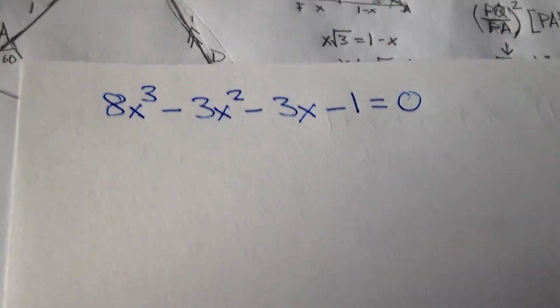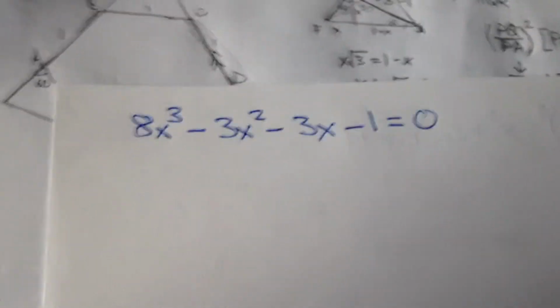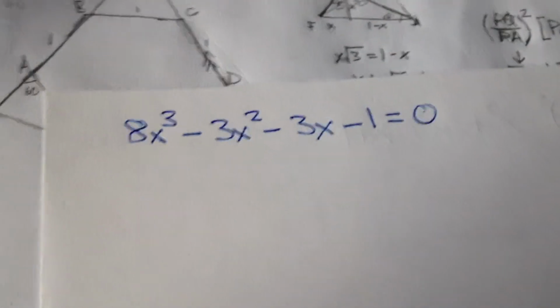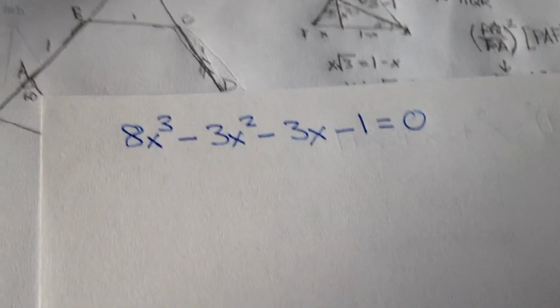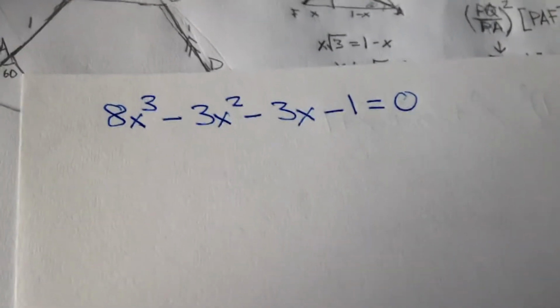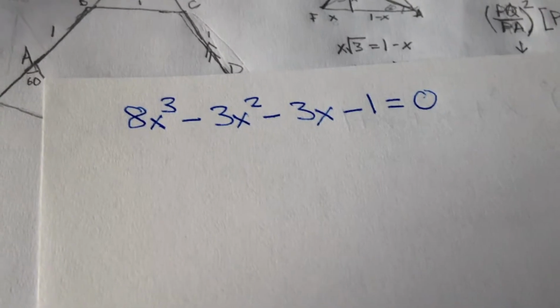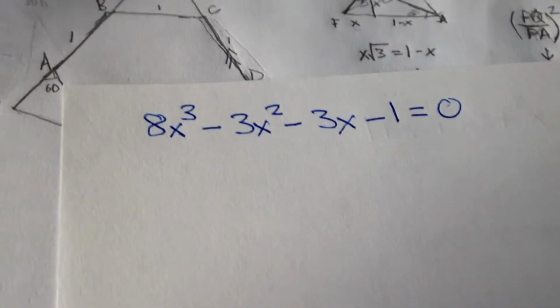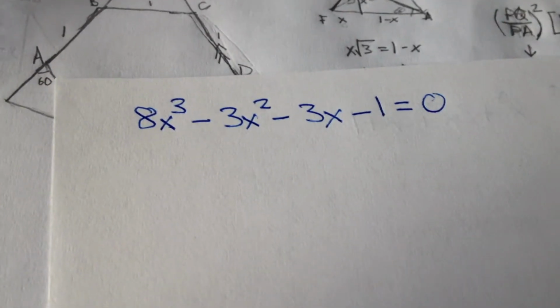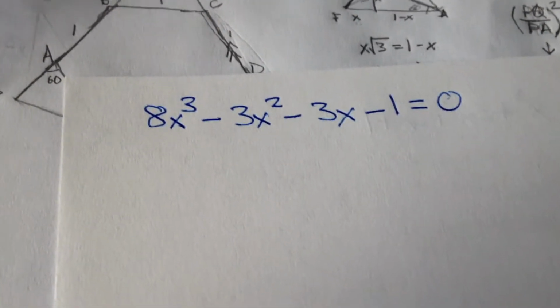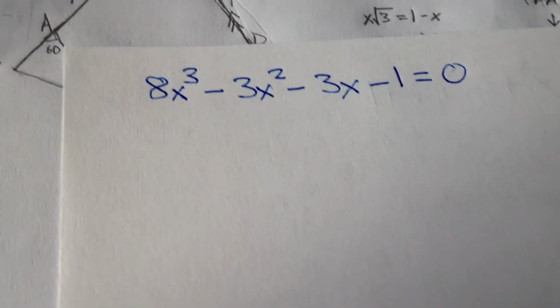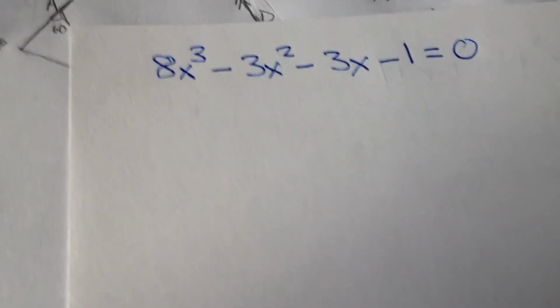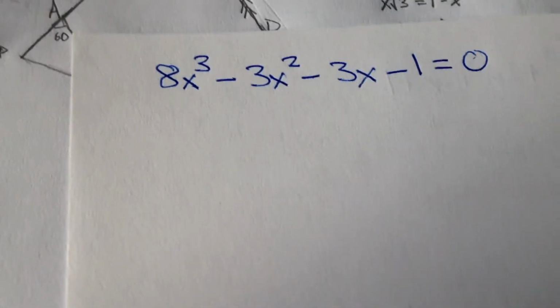Alright, so we want to find the real root of this equation, and this is kind of a tough thing to do because it's a cubic. If it was a quadratic, it would be much easier. We would just use the quadratic formula and find it. But this is a cubic, so we have to work differently. The first thing we do is look for a pattern in this cubic so that we could reduce it to something that we do know how to work with.